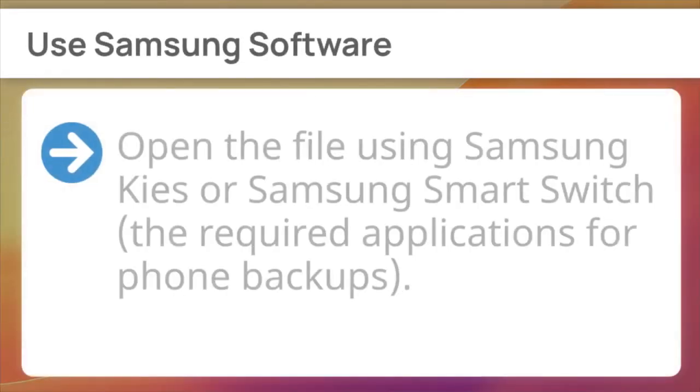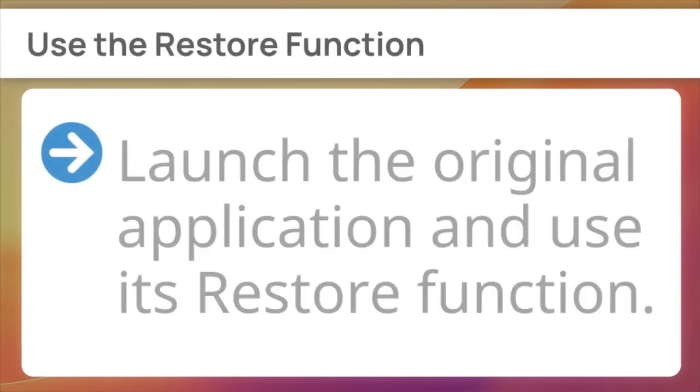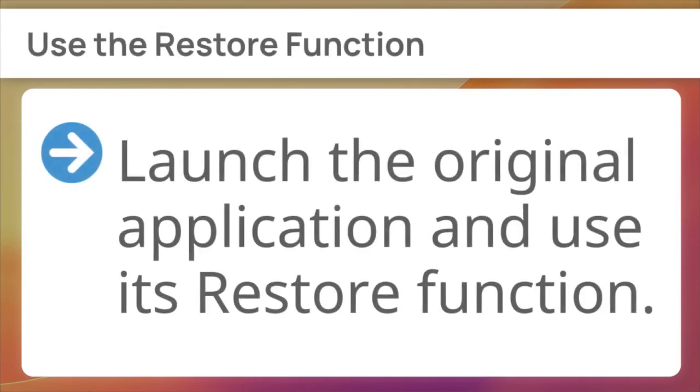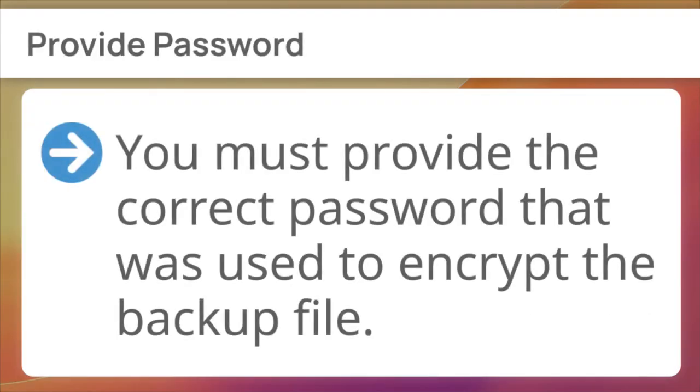First, use Samsung software. Open the file using Samsung Kies or Samsung Smart Switch, the required applications for phone backups. Next, use the restore function. Launch the original application and use its restore function. Finally, provide the password. You must provide the correct password that was used to encrypt the backup file.